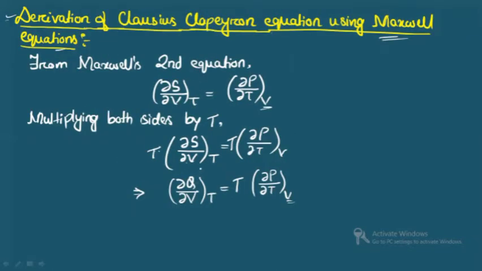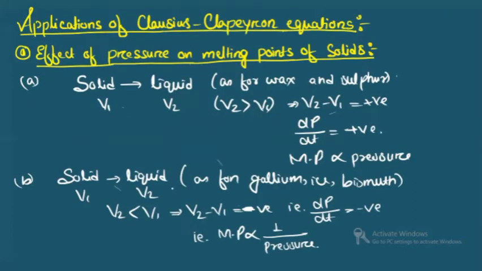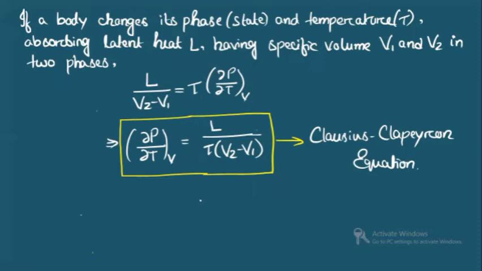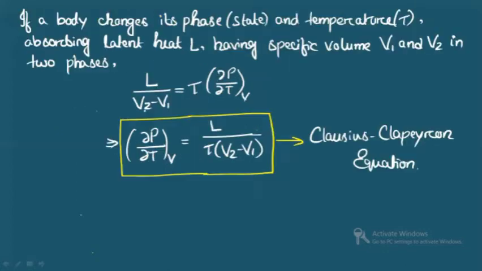Now here you are having del Q by del V. This term is something that is going to change. Del Q will be L, that is the latent heat, and del V is the change in the volume. If I consider the final volume to be V2 and the initial volume to be V1 for a substance, then I will write del V to be V2 minus V1. And L is the latent heat.